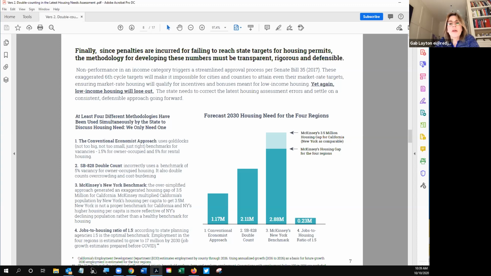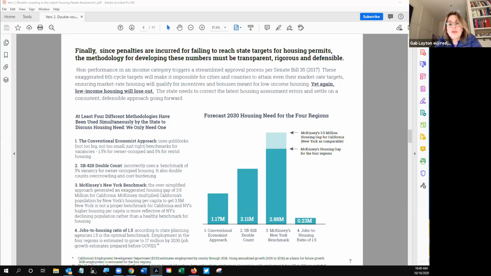To show the difference in these approaches, I looked at what these various models would say for how much housing these 4 major regions in California had to build. If you use what we're calling the conventional economist approach, which is actually the HCD standard, tried and true method for the last 20 or 30 years, and also the standard method proposed by other agencies across the country, including the Joint Center for Housing at Harvard University, that is 1.17 million by the end of the 6th cycle.